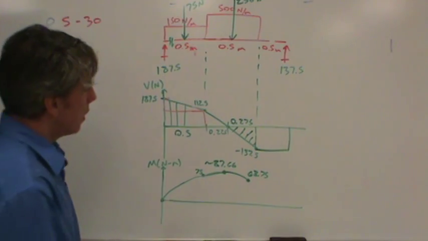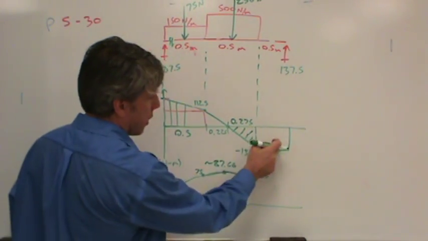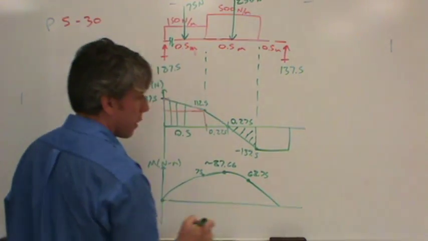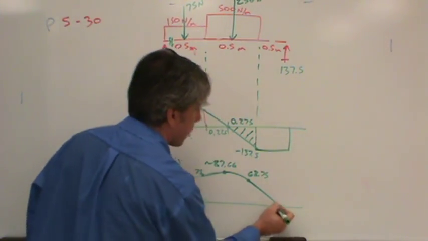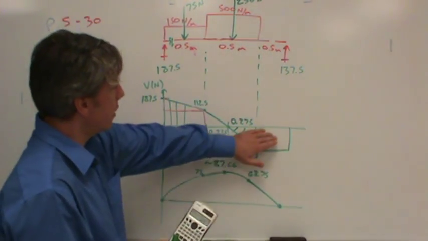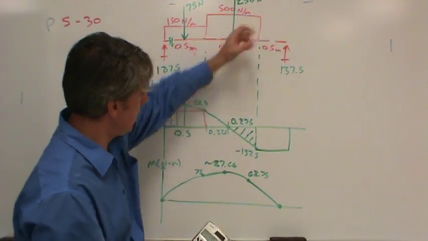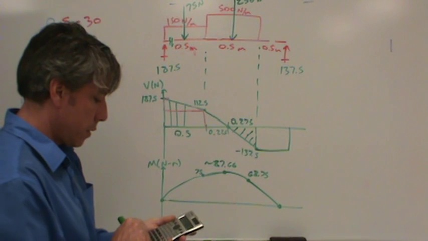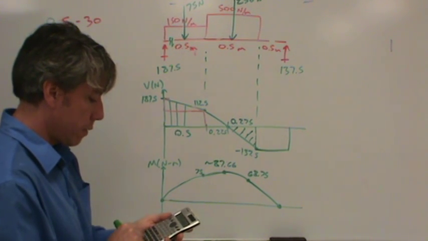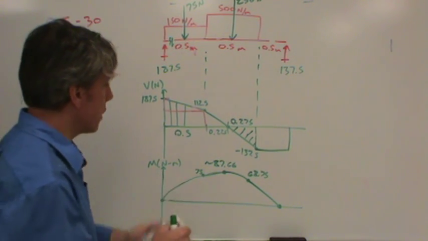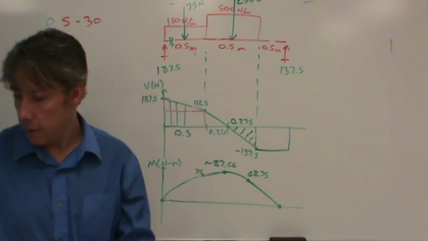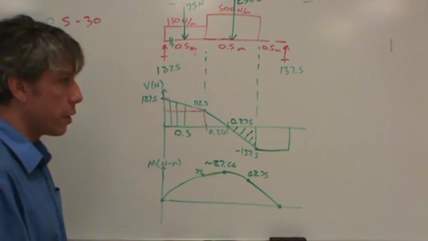And then what? Well, we're going to subtract more moment off. That's what this negative area says. But it's just going to move down linearly, and hopefully we'll come to 0. Let's find out. What is this area? Well, it's a half times 137 and a half. So 137 and a half times a half is 68.75. So in fact, it does come to 0. Okay? So there's the shear and the moment diagram.